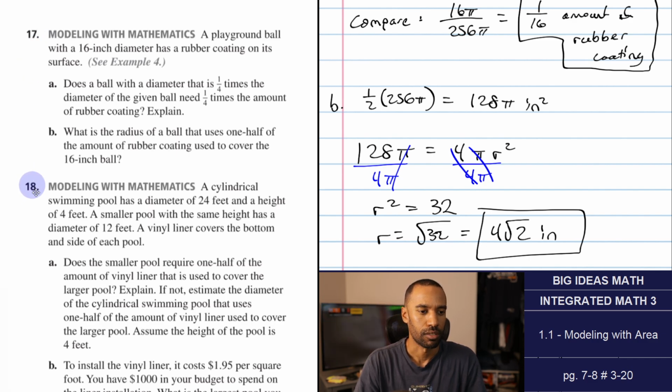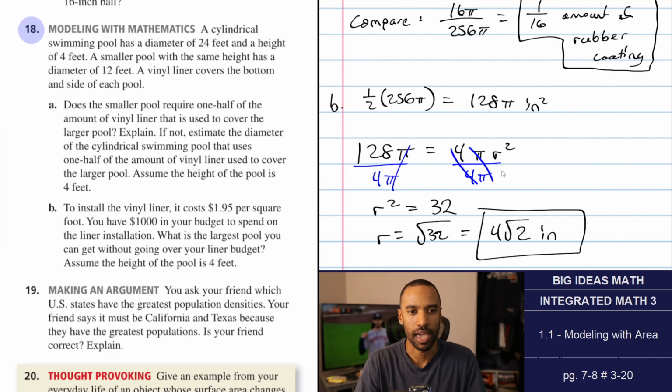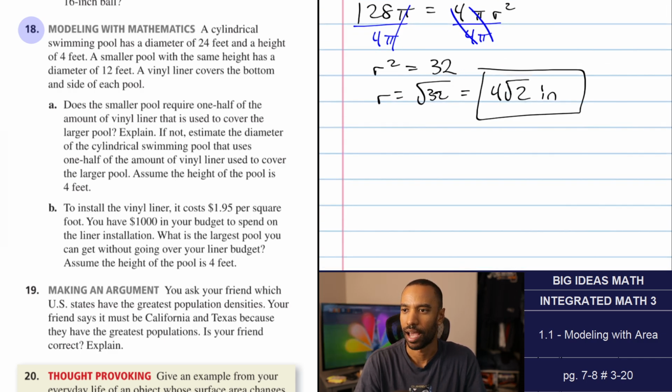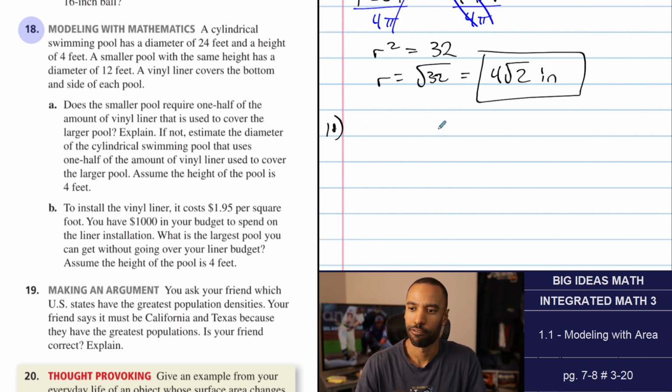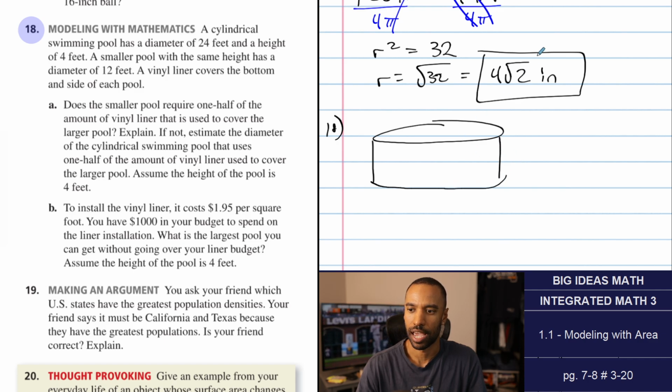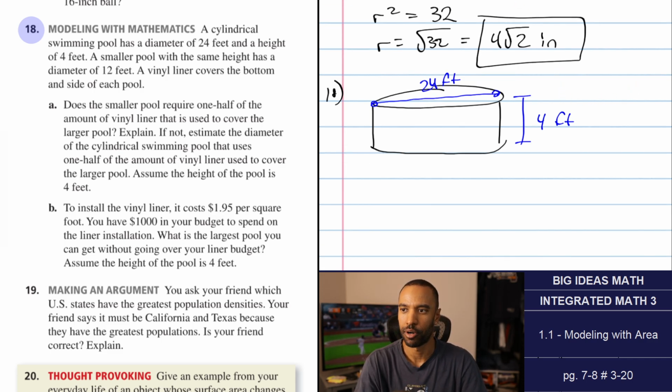All right, number 18, 3 more questions. A cylindrical swimming pool has a diameter of 24 feet and a height of 4 feet. Let's draw that. So we got a cylinder, folks, and there's our swimming pool. So diameter going across is 24 feet, and the height is 4 feet. A smaller pool with the same height has a diameter of 12 feet.